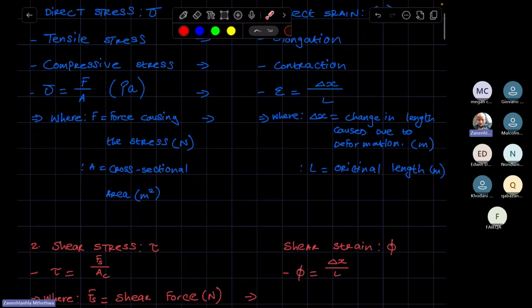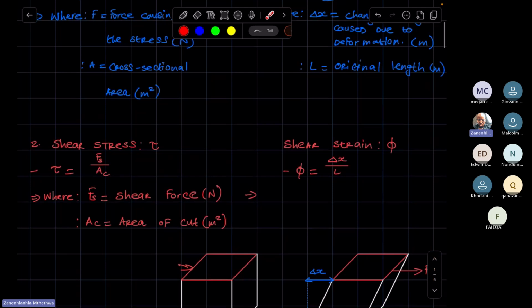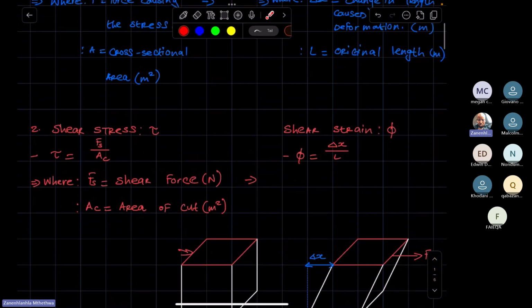All right. And then you get shear stress. This is the symbol we use for shear stress. The general formula, just like direct stress, is force over area, but for shear stress, we make use of the shearing force, and the area will be the area of cut.